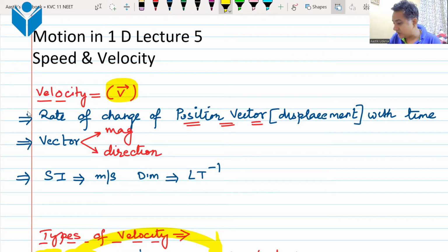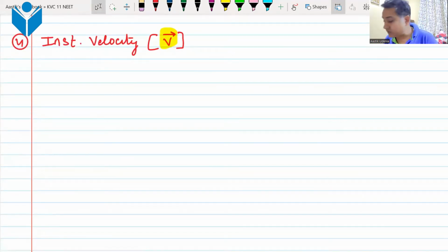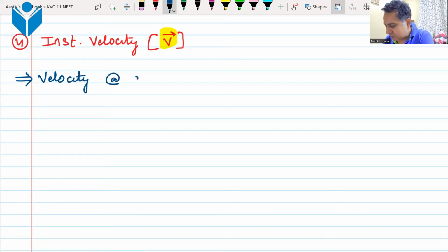Whenever we are using the term velocity, which velocity are we talking about? We are talking about instantaneous velocity. It is the same as whenever I ask you what is your speed, you tell me your instantaneous speed. Do we understand this? So this is the velocity of the body at any instant or at any point. Do we understand this? This is the velocity of the body at any instant.